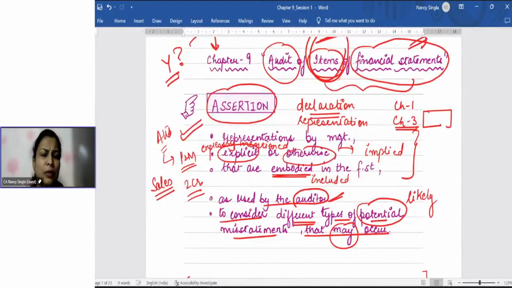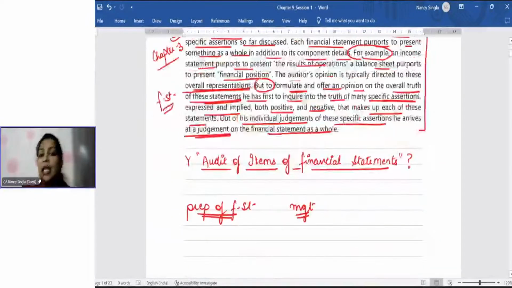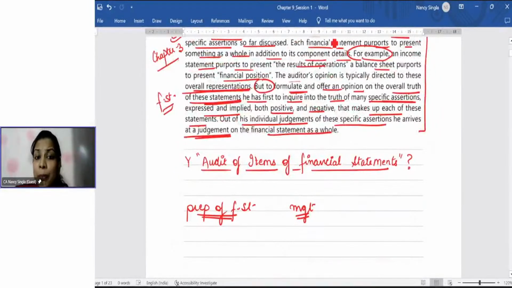अगर सिंपल वर्ड्स में समझोगे, जो भी इंफॉर्मेशन मैनेजमेंट ने फाइनेंशियल स्टेटमेंट्स पे लिखी है वो assertion होती है। ऑडिटर का क्या रोल है? Auditor has to check all those assertions only. Why? Because we have seen a paragraph of chapter number 3 that unless and until auditor, see यहाँ लिखा है ना, but to formulate and offer an opinion on the overall truth of these statement, he has first to inquire into the truth of many specific assertions.